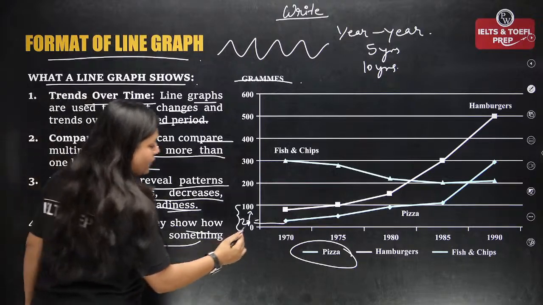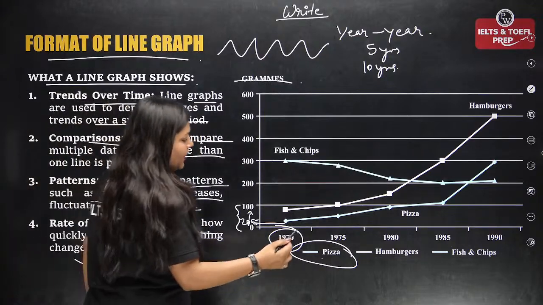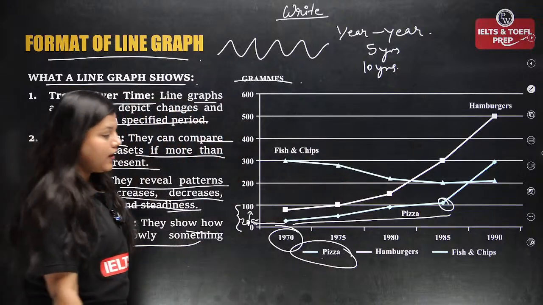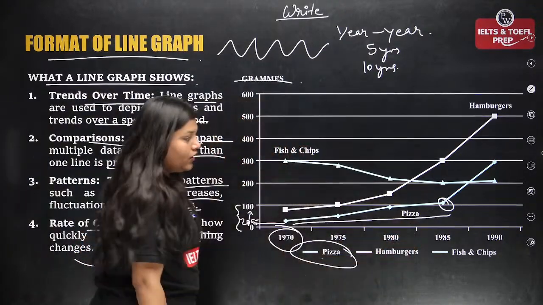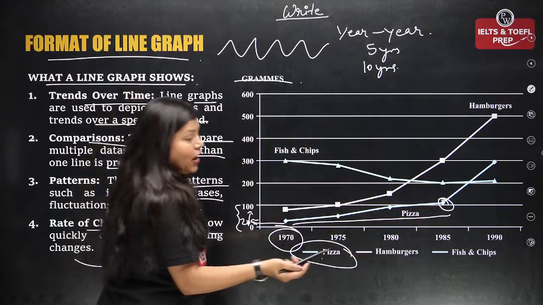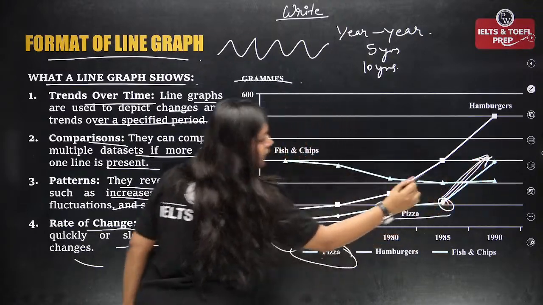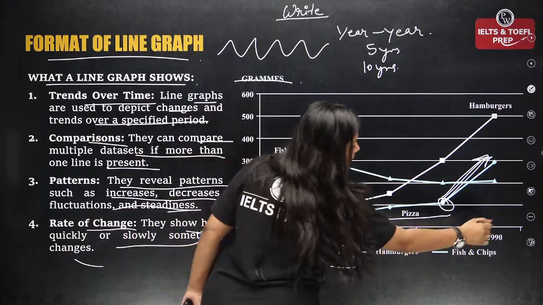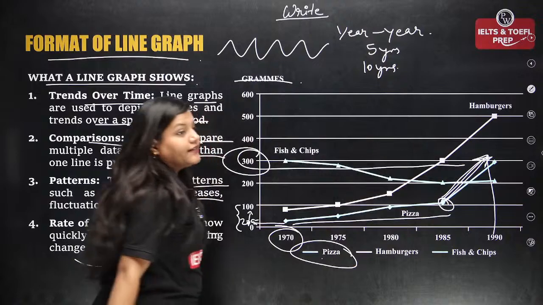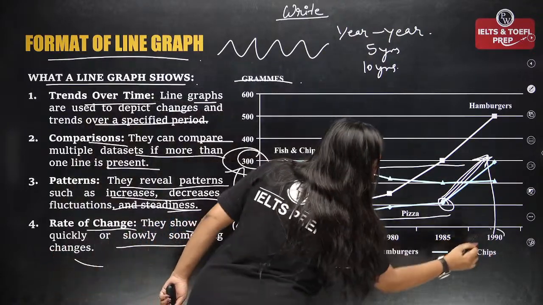Now we've got 20 grams of pizza in 1970. Now what happened? It remained constant till where? It remained constant till 85. So a very minimal increase has been shown, and it has somewhat ranged to 100, 105 something. Now what happened? It has shown a sudden increase. You can see here it is giving a very sudden increase, and then in 1990 it is somewhat ranging where? Almost 300. So what you can see is it ranging from 20 to 300 in these years.